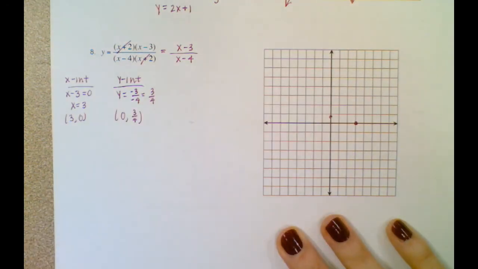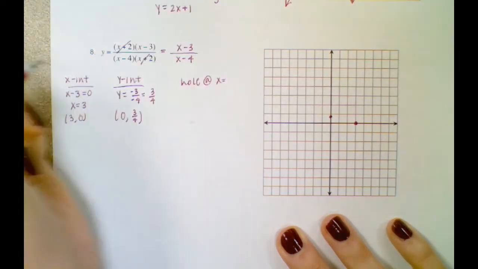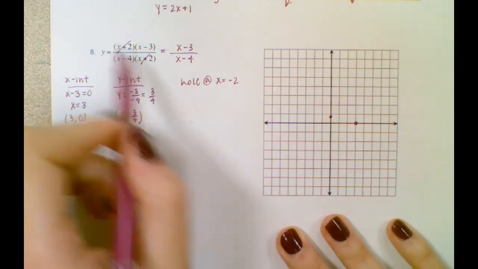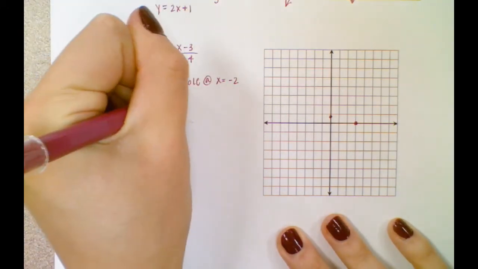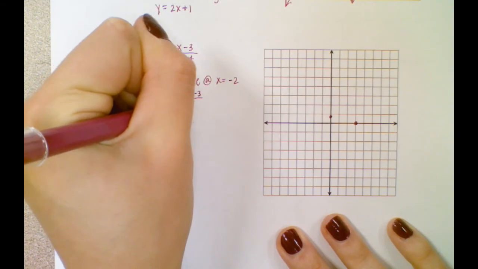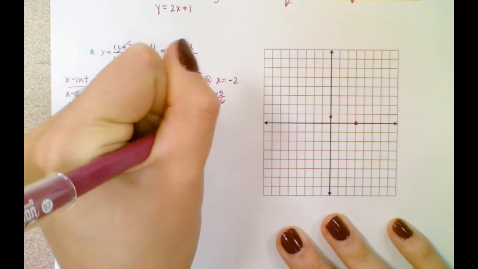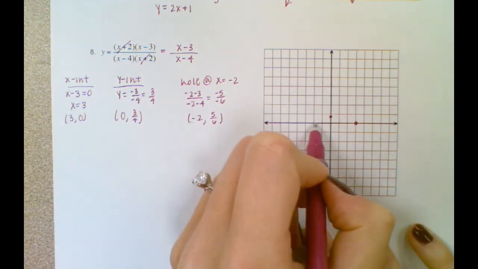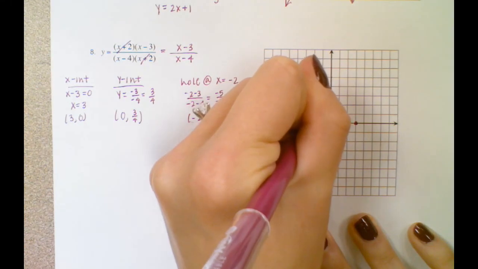Okay. And then I have a hole at x equals -2. I got to go find that y value though, right? I have a hole because those factors undo each other. So let me plug in the -2 right there. I get -2 minus 3 all over -2 minus 4, which is -5 over -6. So I have a hole at (-2, 5/6). That's a little funky number. So -2, and then 5/6. That's going to be right before we hit that 1.